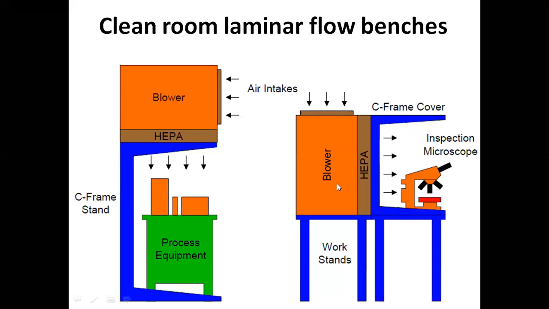On the other hand, this is the horizontal type laminar flow bench. The blower is here, the HEPA filter is here. The air from the clean room would pass through the HEPA filter, and it would be blown in the horizontal direction, specially designed. Here you have to do the inspection. Once you do the fabrication, you have to come here and inspect your fabrication. And when doing inspection, air should be blowing in this direction.